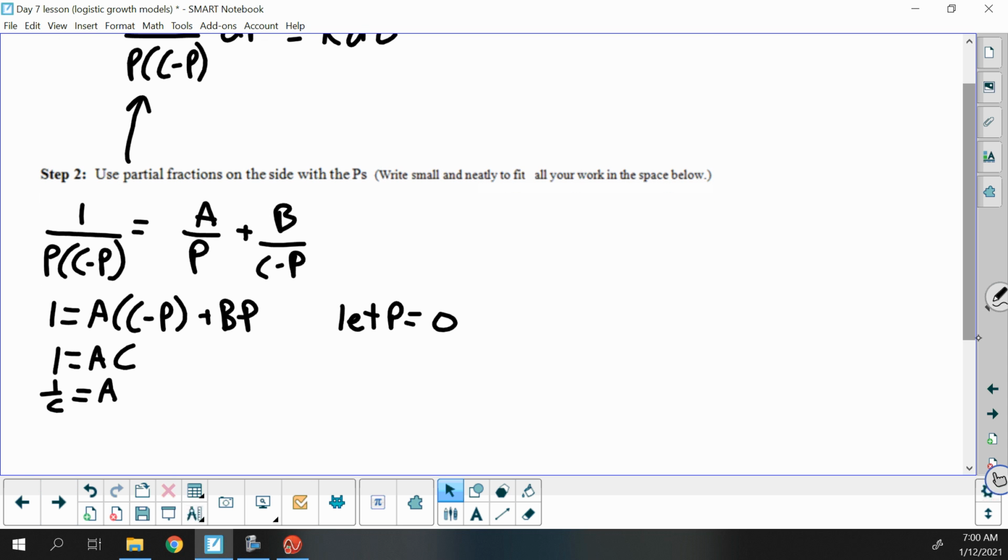Another strategic thing we can let P equal would be C. So we would get 1 equals (C minus C is 0), so the first term is wiped out, and we would just have BC. If we divide the C over, we get B also happens to be 1 over C.